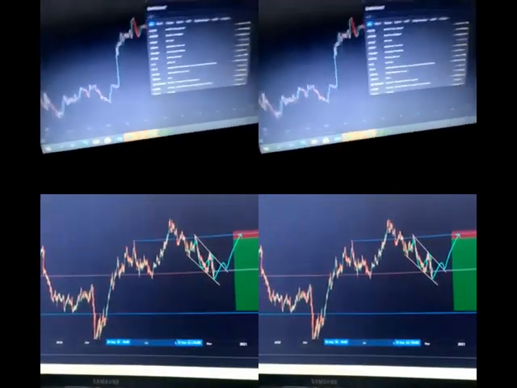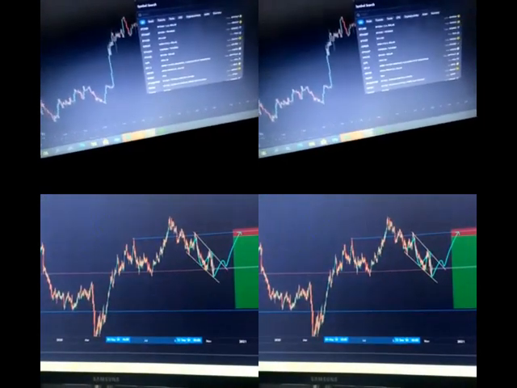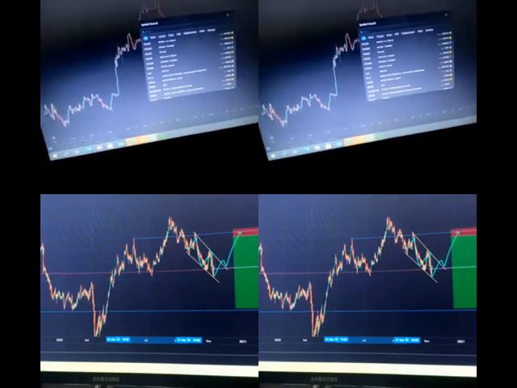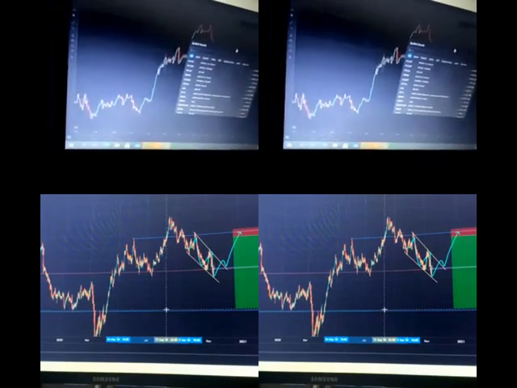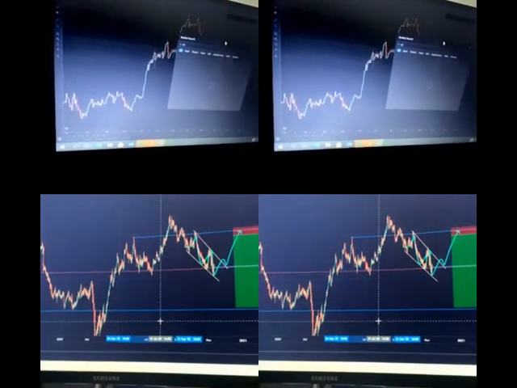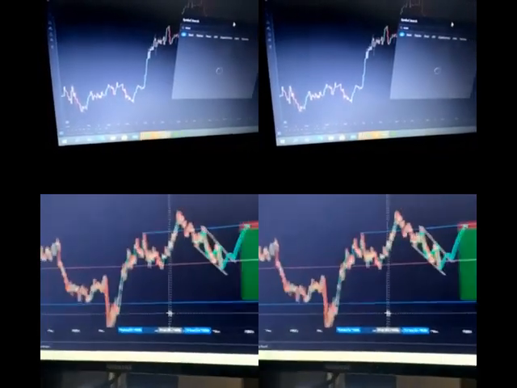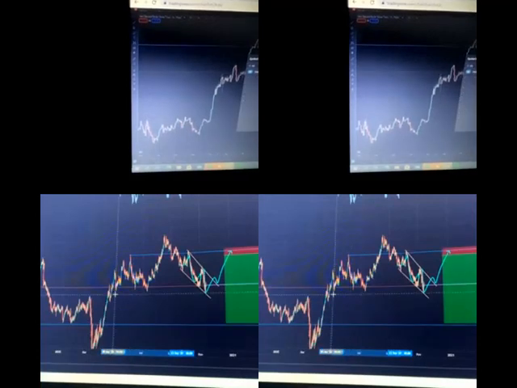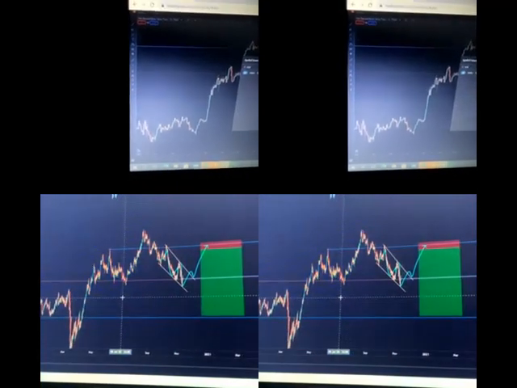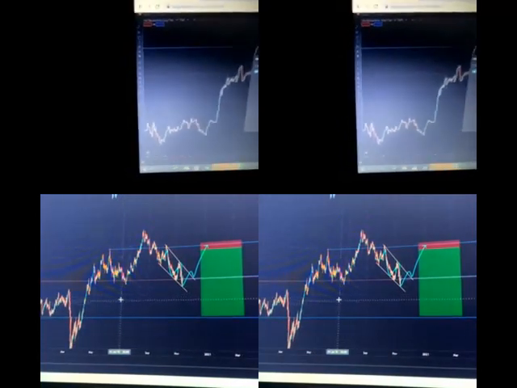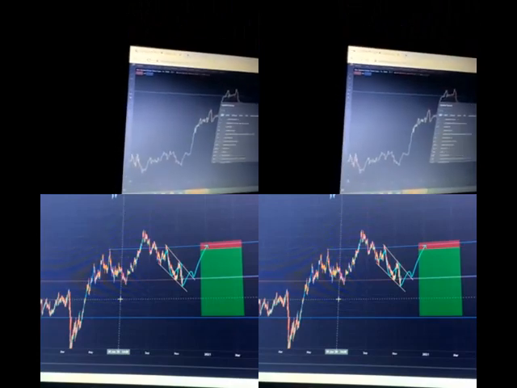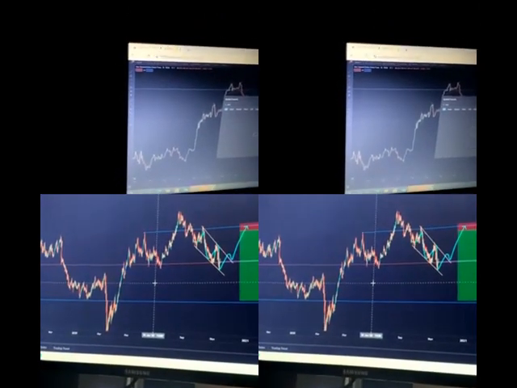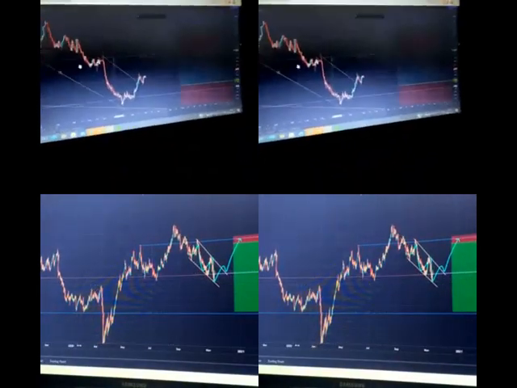Yeah. What's that pair? This one is the AUD NZD. I'm searching it on my side. Okay, cool. What's the time frame? The time frame is 4 hours. Okay, AUD NZD. I'm also on AUD NZD now. I have a buy on it.